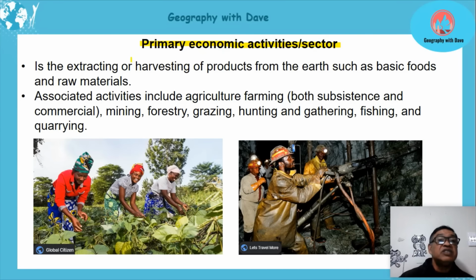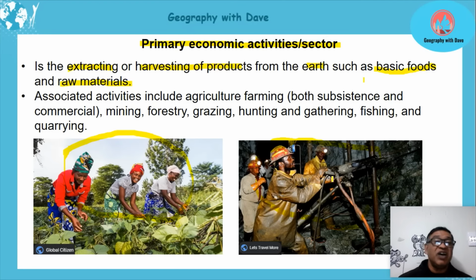So we said the primary sector is the extracting or harvesting of products from the earth, such as your basic foods, your vegetables, etc. And your raw materials, like your gold, your iron ore, etc. You can see here, these ladies are happy because they're producing quality food there. And these strong men here, like me, are busy mining and extracting raw materials such as gold and iron ore.